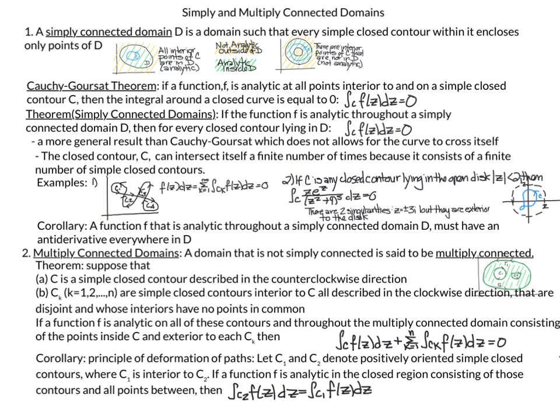I have this tiny drawing here that we'll talk about in more detail, and also I'll make the drawing bigger. But here we have one curve C, and then we have these little curves C1 and C2 that are totally contained in C. And then we said the function is analytic throughout the multiply connected domain that consists of all the points inside C and exterior to C sub k. So inside C and exterior to C1 and C2. So it's this green shaded region. And again, what we're saying is the contour integral around C plus the contour integral going the opposite direction of C1 and C2 will all equal 0.